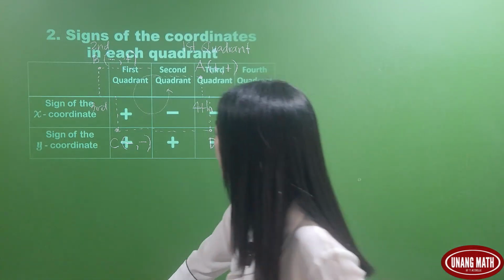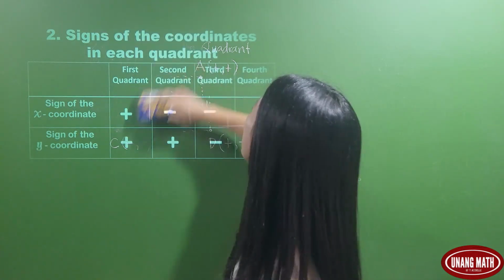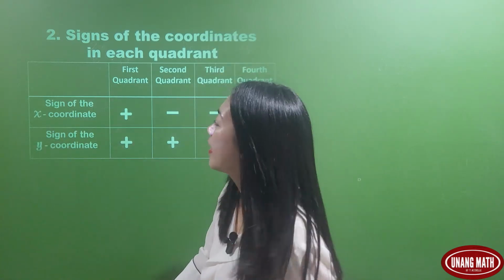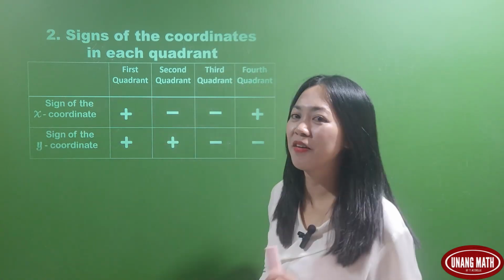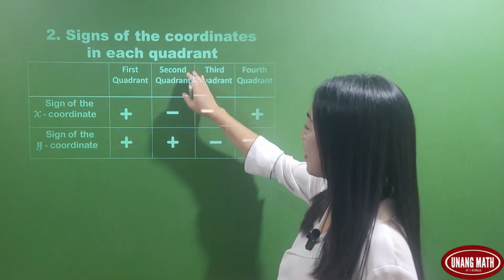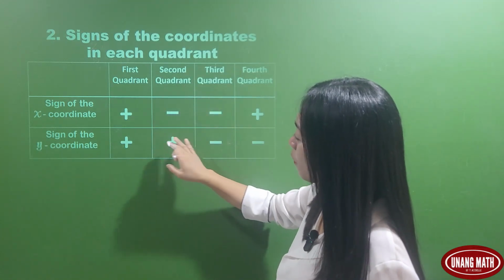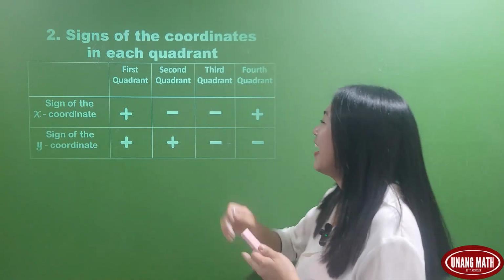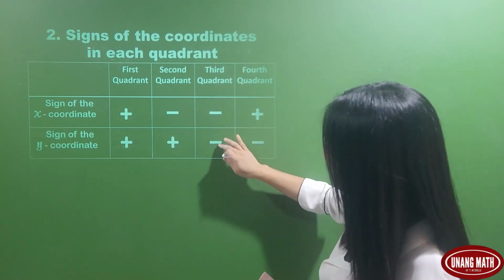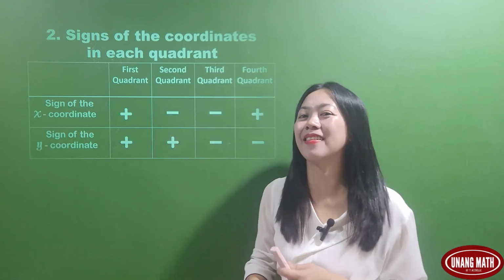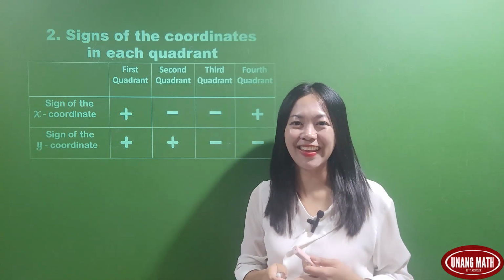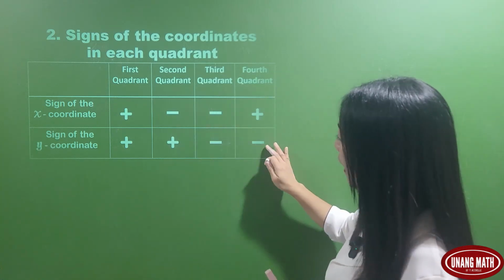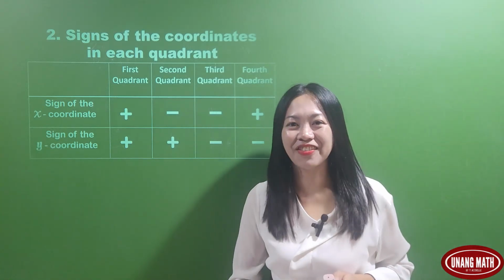Okay, in summary, these are the signs of the coordinates in each quadrant. In the first quadrant, x and y coordinates are both positive. In the second quadrant, the x-coordinate is negative, while the y-coordinate is positive. In the third quadrant, both x and y coordinates are negative. And in the fourth quadrant, the x-coordinate is positive and the y-coordinate is negative.